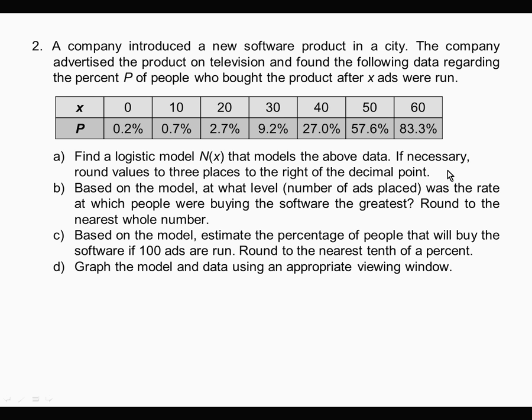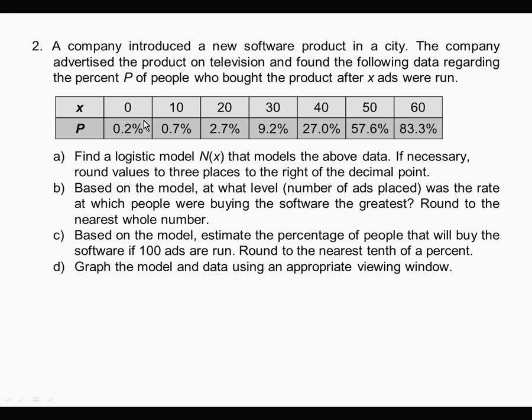If necessary, round values to 3 places to the right of the decimal point. Question B: based on the model, at what level of ads placed was the rate at which people were buying the software the greatest? Round to the nearest whole number. Question C: based on the model, estimate the percentage of people that will buy the software if 100 ads are run, rounded to the nearest tenth of a percent. And question D: graph the model and data using the appropriate viewing window.